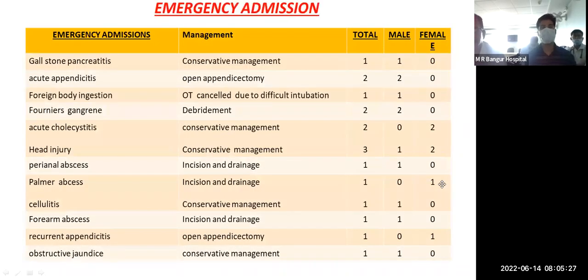Coming to the emergency admissions, 1 gallstone pancreatitis admitted for which conservative management was done. 2 acute appendicitis for which open appendectomy was done. 1 foreign body injection admitted, but OT cancelled due to difficult intubation. 2 Fournier's gangrene admitted for which debridement was done. 2 acute cholecystitis admitted for which conservative management was done.